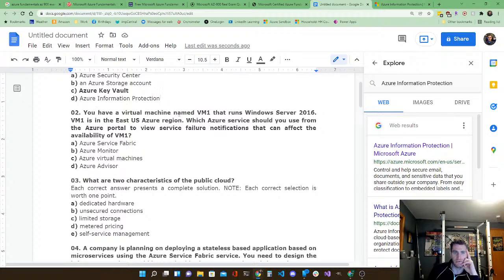Okay, so you have a virtual machine named VM1 that runs Windows Server 2016. VM1, this might be an old test, but is in the East US Azure region.